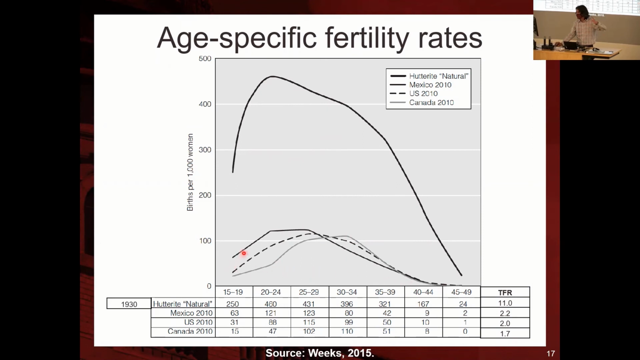But you also see a change in the pattern in the postponement in fertility, in which older ages start to have higher fertility than younger ages. Okay? So comparing the age-specific fertility rates to the natural fertility, with the Hutterites fertility taken as the standard, helps us understand these changes over time.